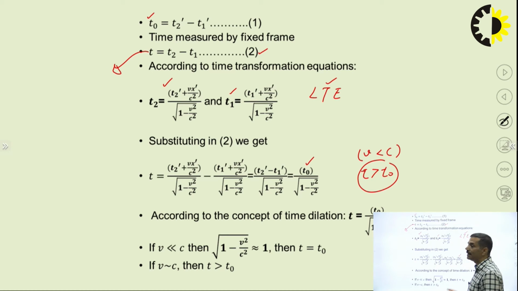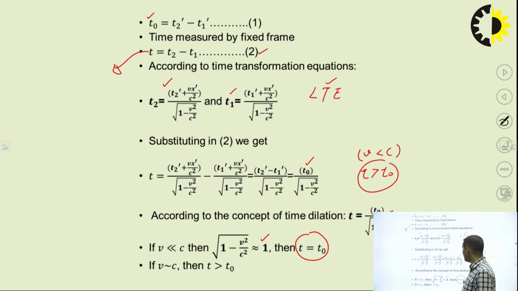So that means length is contracted, but time is dilated, time is increased. If we are measuring the time interval between the same two events from another frame of reference, then time will be dilated, time will be increased. Now we can discuss this with respect to some approximations. If V is much less than C, the value of the factor root 1 minus V square upon C square tends to 1, and in that situation the value of T equals T naught.